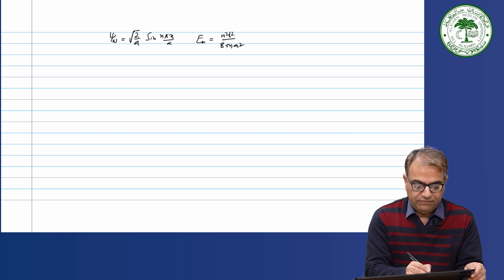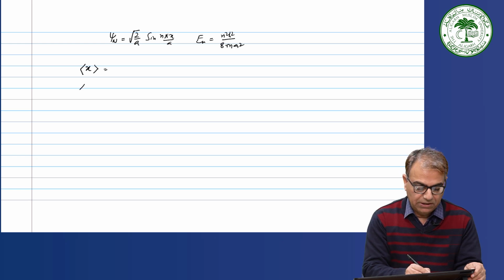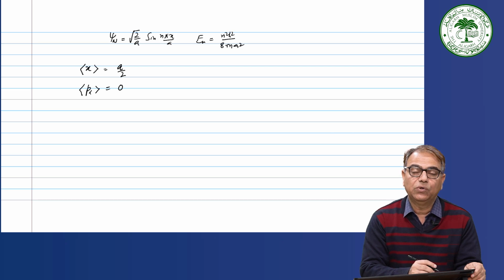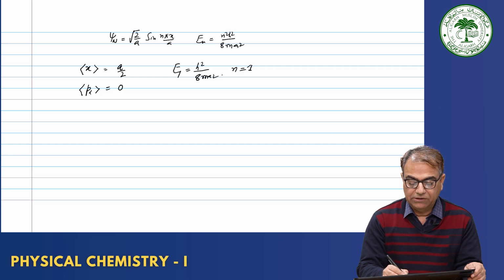But one thing which we also talked about is that if we know the normalized wave functions, then we can find out the expectation value of position and the expectation value of momentum. This we derived. I said that the expectation value of position is a divided by 2 and the expectation value of momentum is 0. Then I said that it doesn't mean the particle is at rest, because the lowest energy which is possible, called zero point energy, is h square divided by 8 m a square. It is not 0, because the lowest value of n which is possible is 1, it cannot be 0.